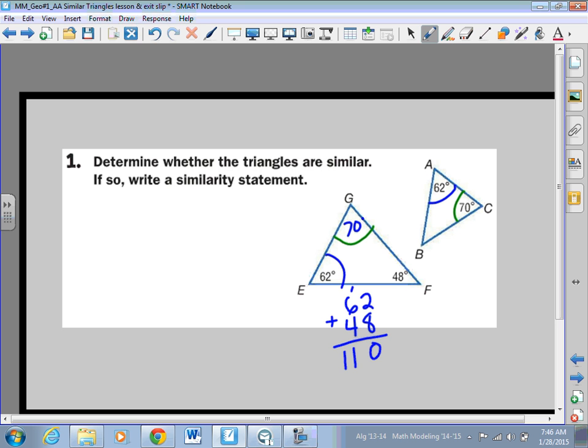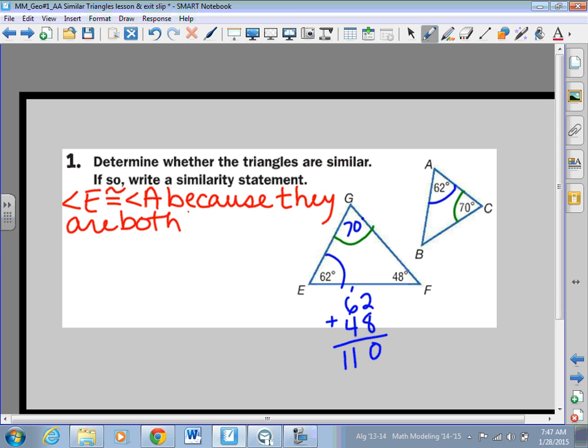So if I have two angle measures, doesn't B have to be 48 degrees in order for the little triangle to add up to 180? Yes, it does, but I don't need to do that math and prove it because I can already state two angles. So we'll start: angle E is congruent to angle A because, and yes, you're going to have to write a couple sentences here, they are both 62 degrees.